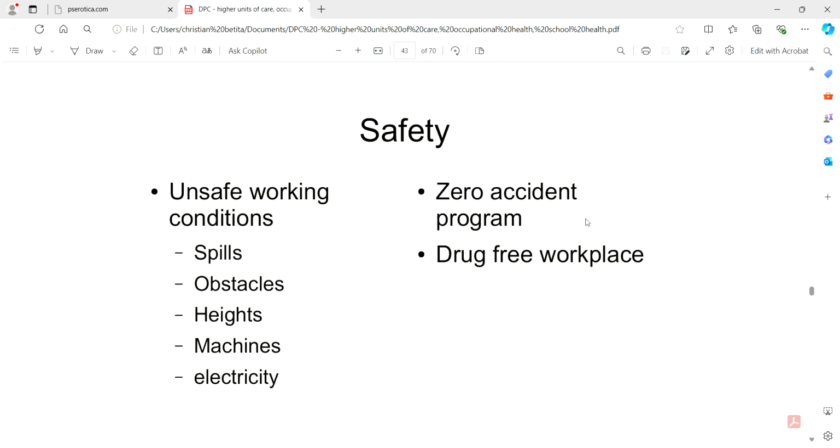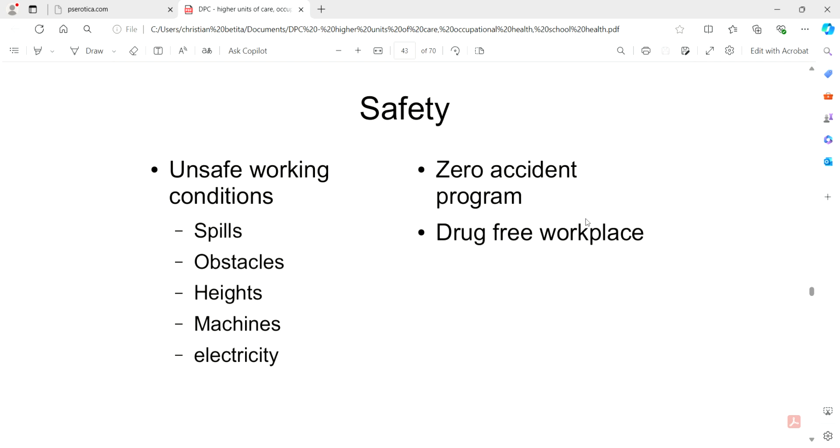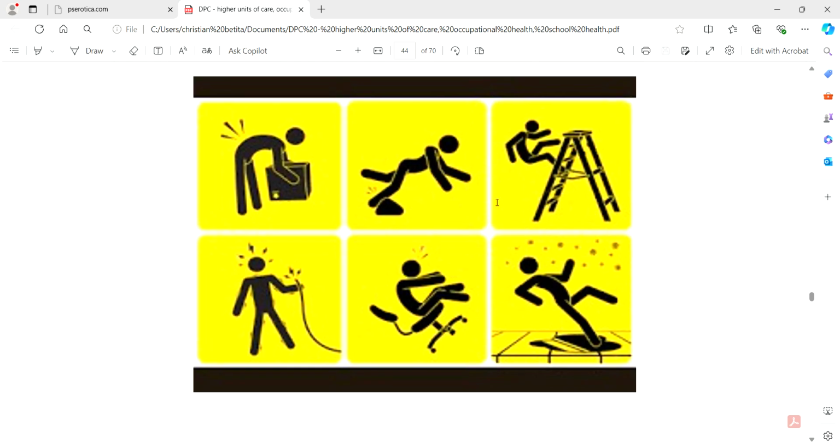All right, safety. Unsafe working conditions involve spills, obstacles, heights, machines, and electricity. And we have the zero accident program in your drug-free workplace. So safety, mga spills, accidents, etc. So this is primarily prevented through early warning signs and through the mitigation of your spills by cleaning, etc.